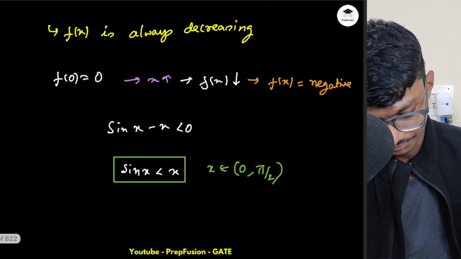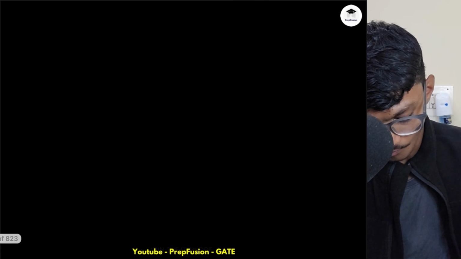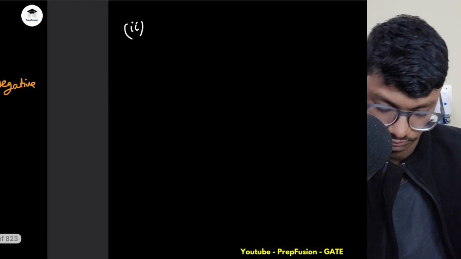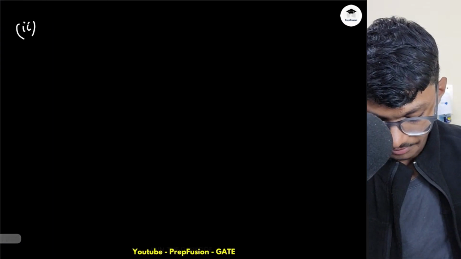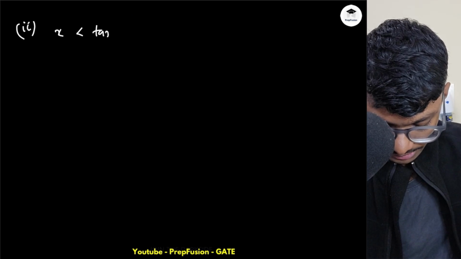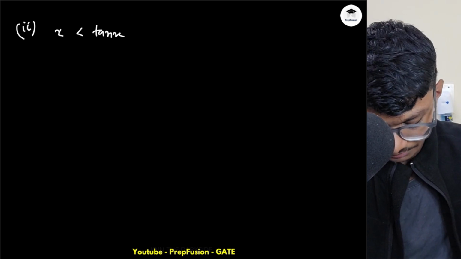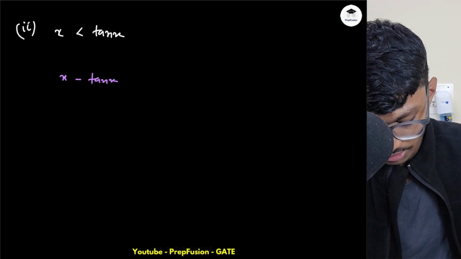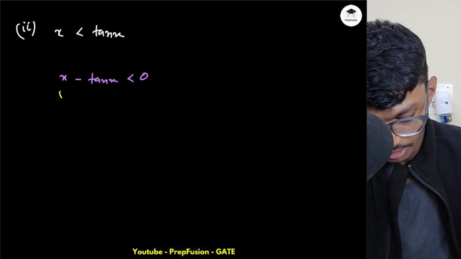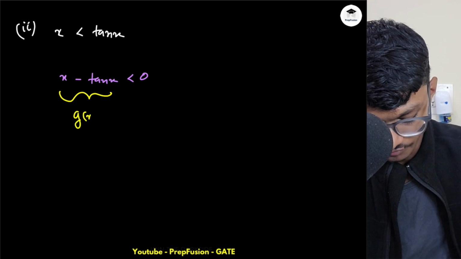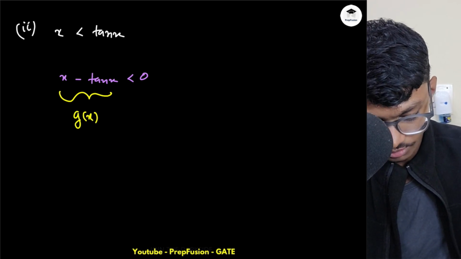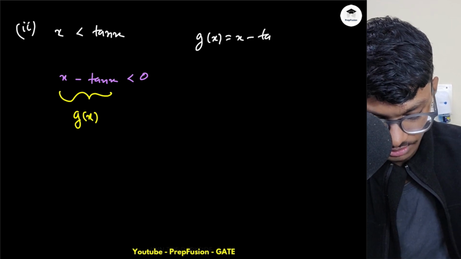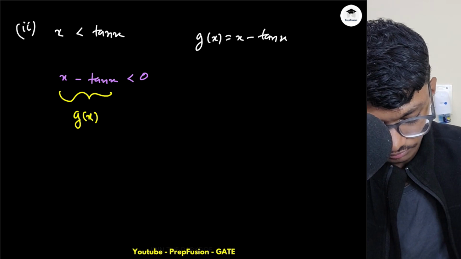Let's go for the second one. If I go for the second one, this will be x is less than tan x. Okay, that means x minus tan x has to be less than 0. Again I will take this as f of x or g of x this time. So my g of x equals x minus tan x.